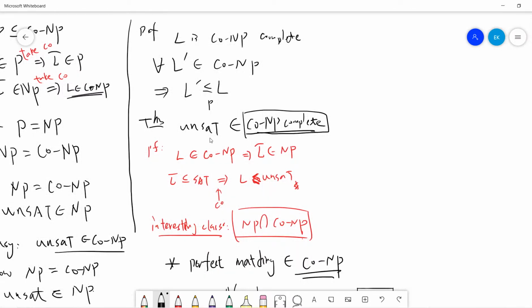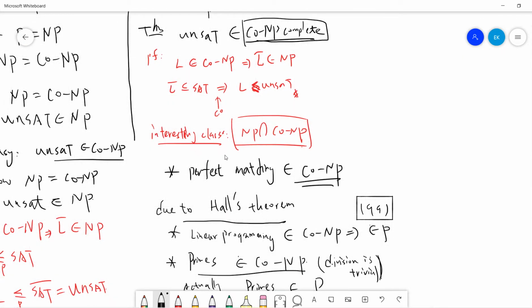Okay, so the theorem: UNSAT is coNP-complete and trivial. If L belongs to coNP, we want to show that L can be polynomial time reduced from UNSAT. So if L belongs to coNP, then the negation of L belongs to NP. But all NP problems can be polynomial time reduced from SAT. So the negation of L reduces from SAT. Then take the complement of both sides, and you get that L is polynomial time reducible from UNSAT. So you prove that UNSAT is coNP-complete.